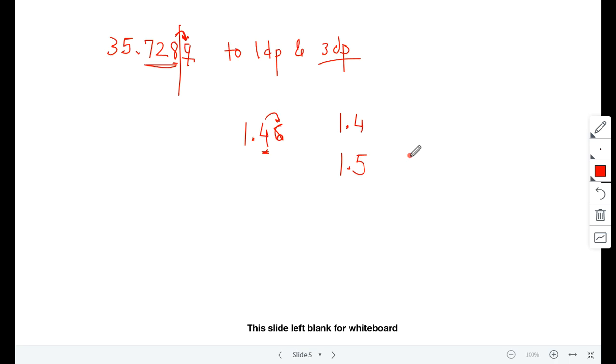Okay. So if I give you this one, round off this number up to 2 decimal places and truncate this number to 2 decimal places.